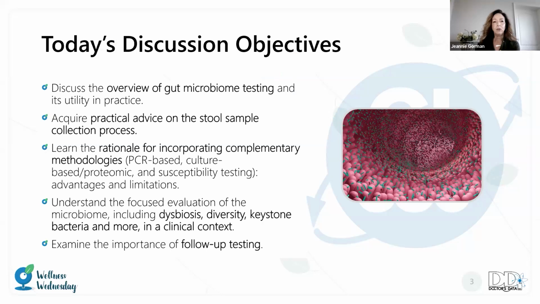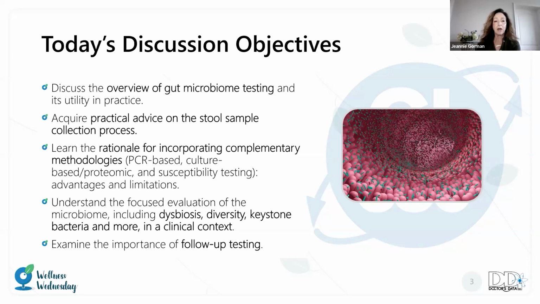Today, we are going to discuss an overview of the gut microbiome testing called the GI360 and its utility in practice. Also, we're going to talk about stool sample collection, the best way to do that. Certainly, we do have collection instructions on all of our kits, but we'll go over that quickly. We're going to talk about the rationale for incorporating the complementary methodologies. So all of the different ways we are looking at the microbiome are rolled into the GI360 for you. We'll talk about advantages and then limitations. Of course, no test is perfect. In terms of that, that's how we cross-reference and cross over.